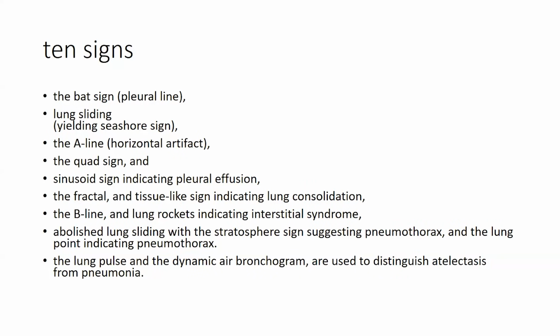And when your lung sliding is absent, so we'll see what lung sliding is. And when your lung sliding is absent, what is the stratosphere sign? How is that implicated along with pneumothorax? What is the lung point, the gold standard for diagnosis of pneumothorax? And what is the lung pulse? Lung pulse, dynamic air bronchogram that you can use to distinguish atelectasis from pneumonia.